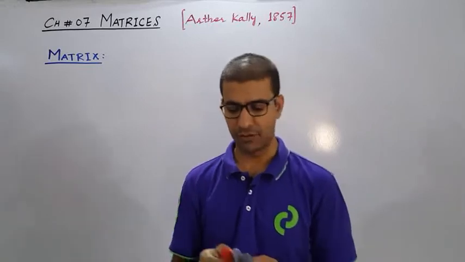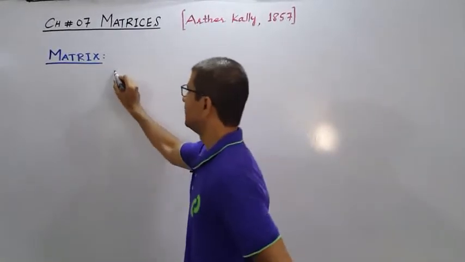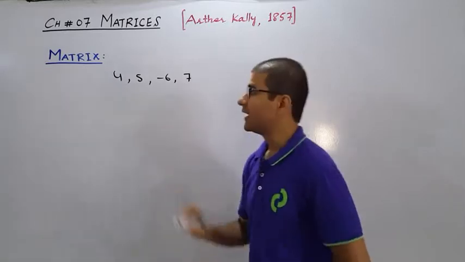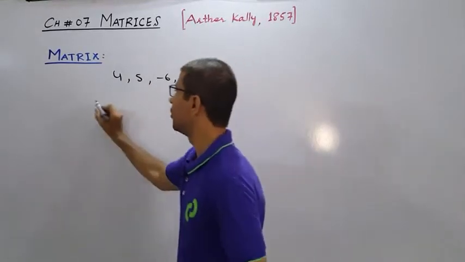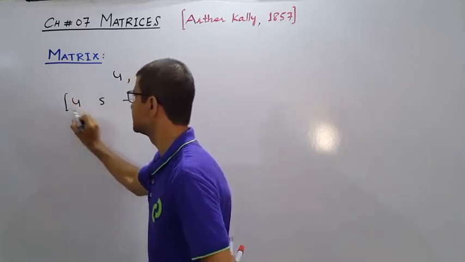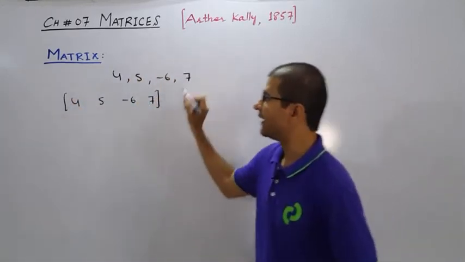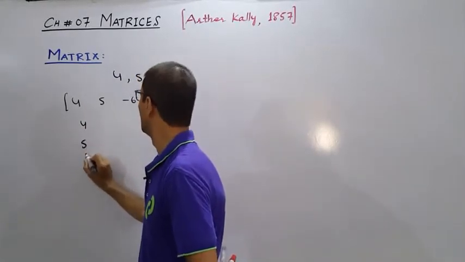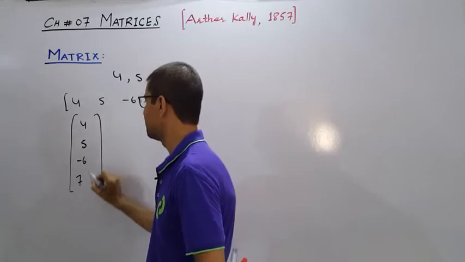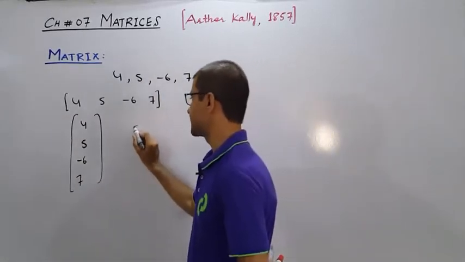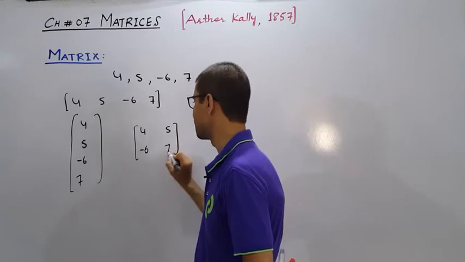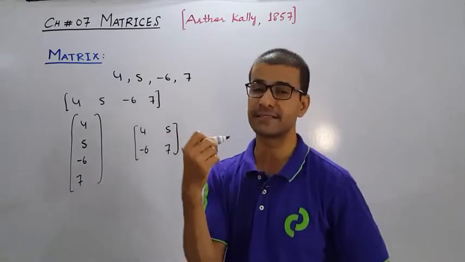What is matrix? For this I am going to consider 4 numbers. Let's suppose we have 4, 5, minus 6 and 7. If we arrange these 4 numbers horizontally, 4, 5, minus 6, 7, then this is known as a matrix. We can also arrange these numbers vertically. This is another matrix. We can arrange these 4 numbers such that we take 2 numbers in the first row and then take the other 2 numbers in the second row. This is another matrix.